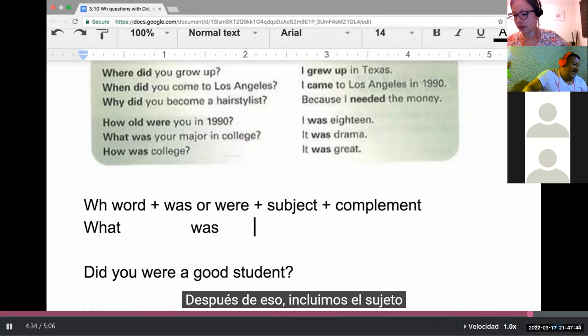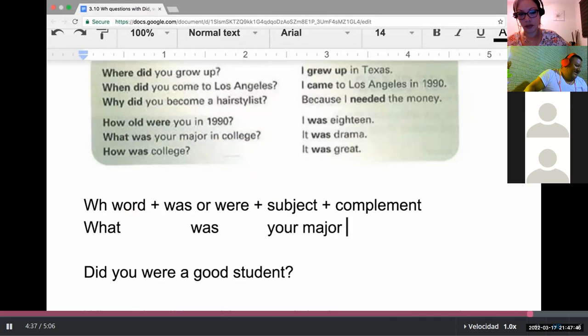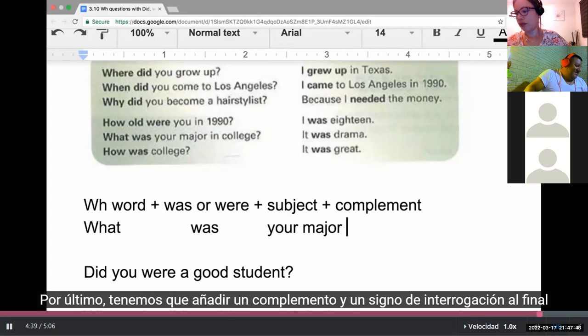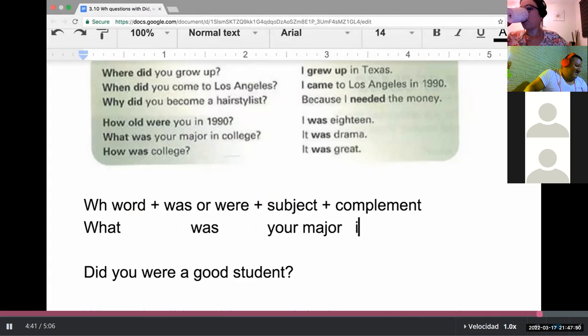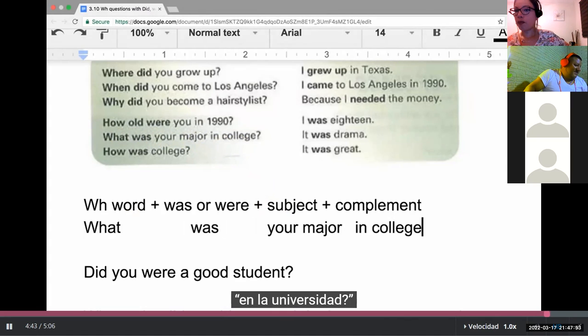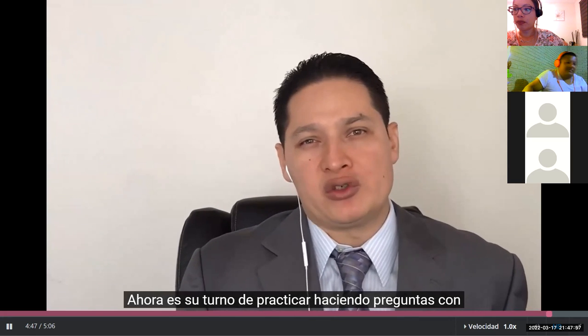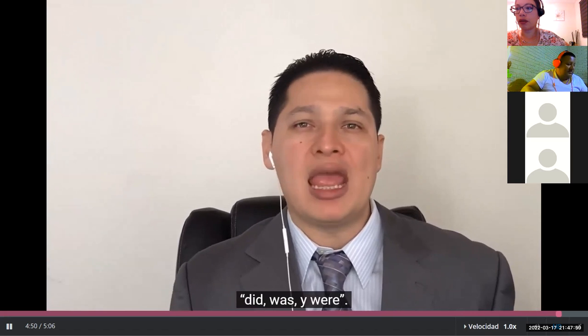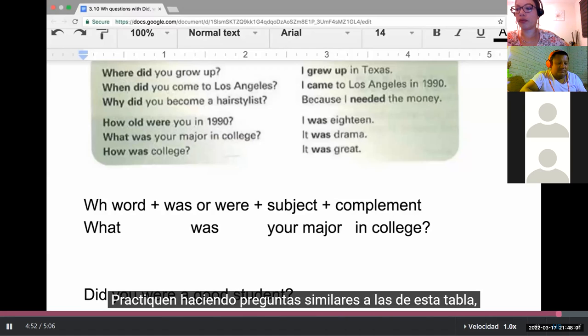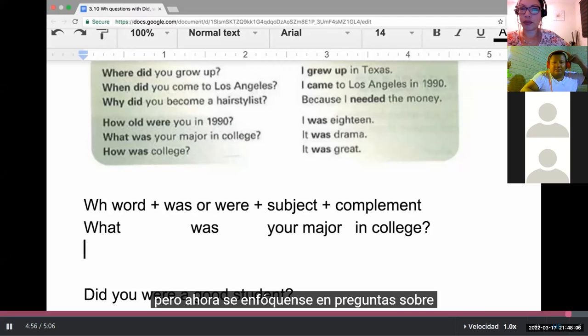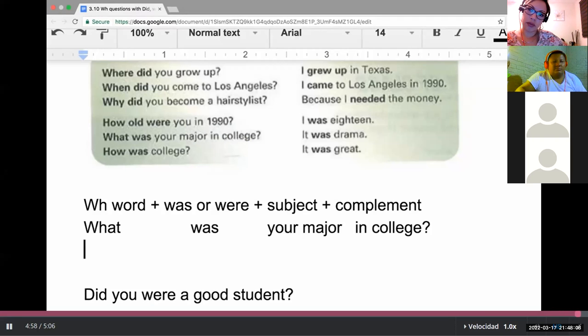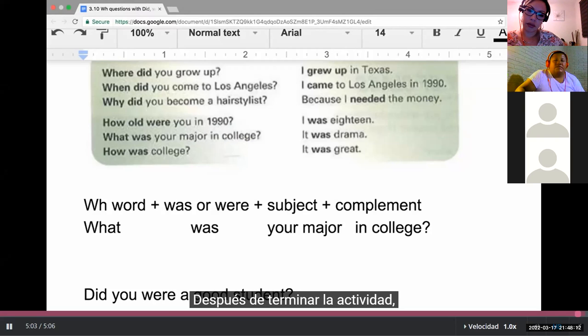After that, we include the subject, your major. Finally, we need to add a complement and a question mark at the end. In college. Now it's your turn to practice making WH questions with did, was, and where. Practice making similar questions such as the ones on this chart. But now focus on asking them about yourself or your family. After you finish this activity, share your work in our discussion forums.